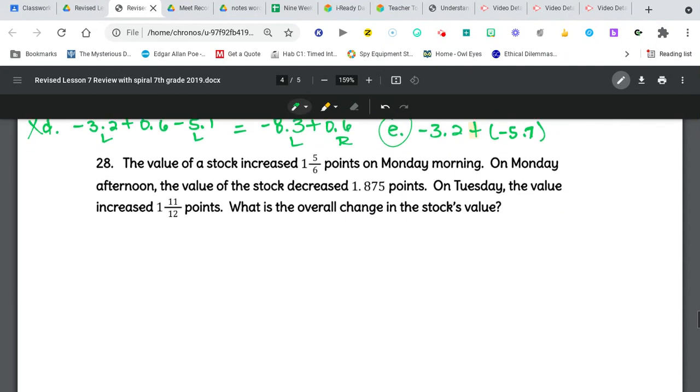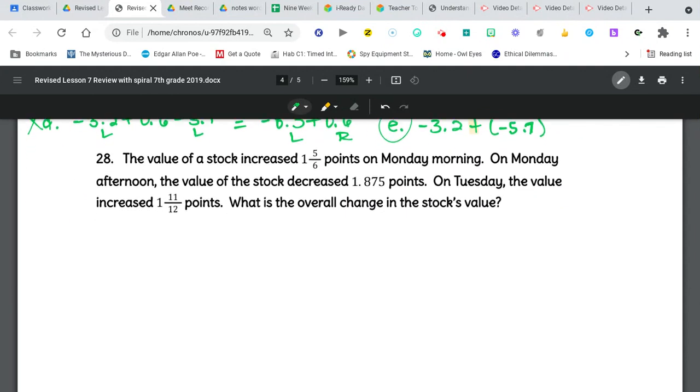Let's take a look at 28. 28 says the value of a stock increased 1 and 5/6 points on Monday morning. On Monday afternoon, the stock decreased 1 and 875 thousandths points. On Tuesday, the value increased 1 and 11 twelfths points. So I need the overall change. So I just need to find the total change. Okay. How do you find the total change? Well, you add things up to find the total change. All right.